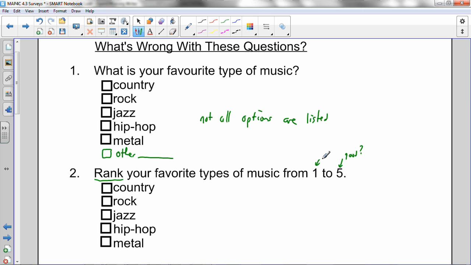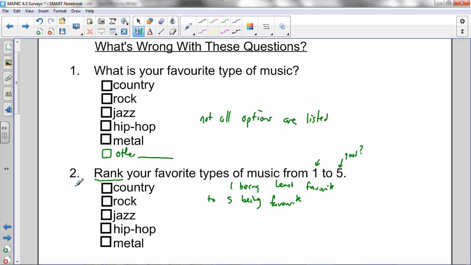It's not very clear, right? If two people, one is my favorite, or one is the one I like the least, I'll give the highest mark to the one that I'm good with. So you'd have to say from 1 being favorite or 1 being least favorite, to 5 being favorite. That way it's clear.